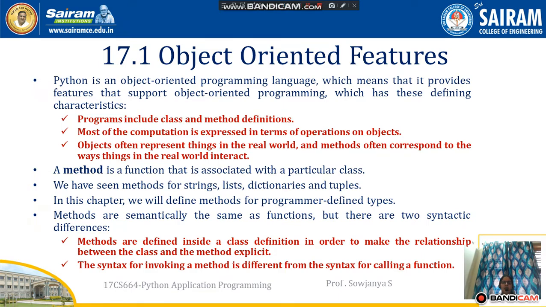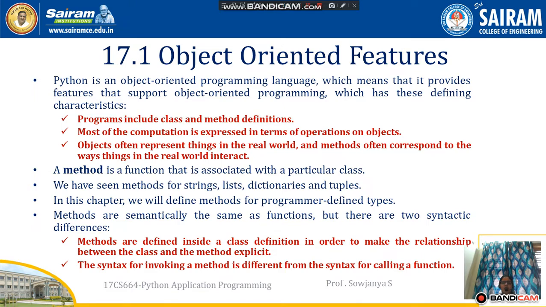The first one is that the program includes class and method definitions. So far we have discussed how the programmer or user writes class definitions, and in a similar way here we include the class and the method definition. That is one characteristic. The second characteristic is that most of the computation is expressed in terms of operations on the objects. Whatever computations or expressions we evaluate, that computation is expressed in terms of operations on objects. So we'll be performing these operations on objects.